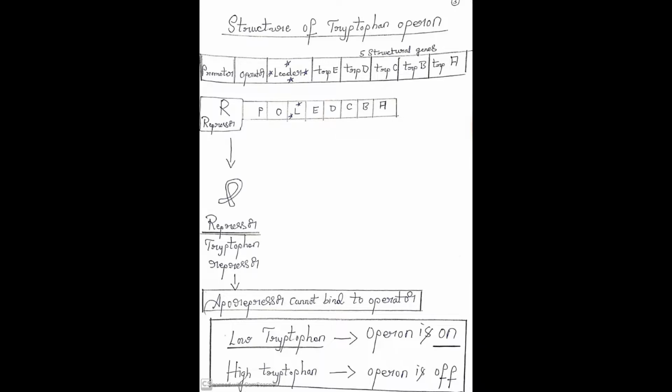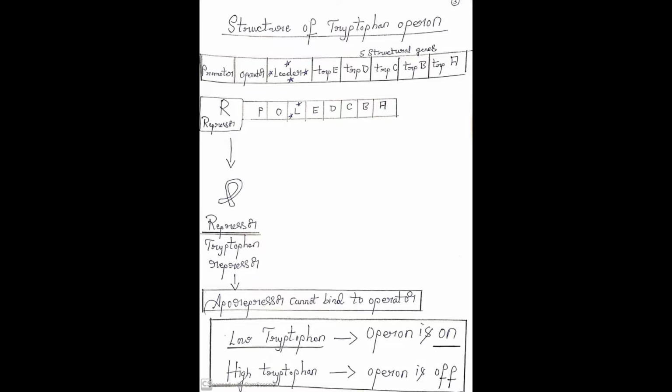Now we need to study the on and off mechanism. E. coli requires tryptophan, so E. coli has to synthesize tryptophan. When there is no tryptophan, E. coli has to synthesize it. Therefore, the operon system must be on. See, there is a repressor, and as mentioned, this repressor cannot bind to the operator. If the repressor cannot bind to the operator, transcription of all the structural genes will occur and synthesis of tryptophan will take place.